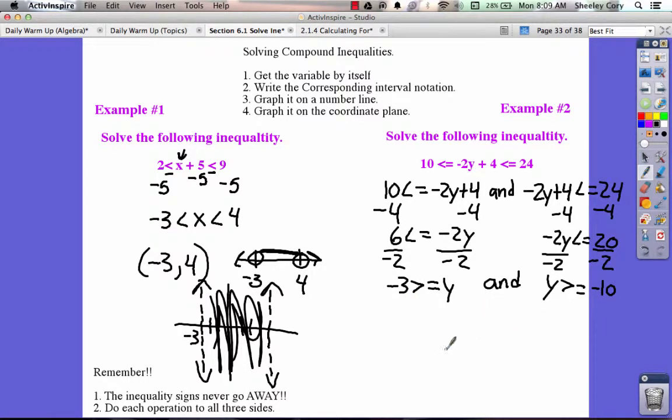So let's go ahead and draw this. Write the interval notation. Negative 10 is the smallest number. Negative 10 to negative 3. Both could be equal, so we have a bracket here and a bracket here. We're going to draw the number line.